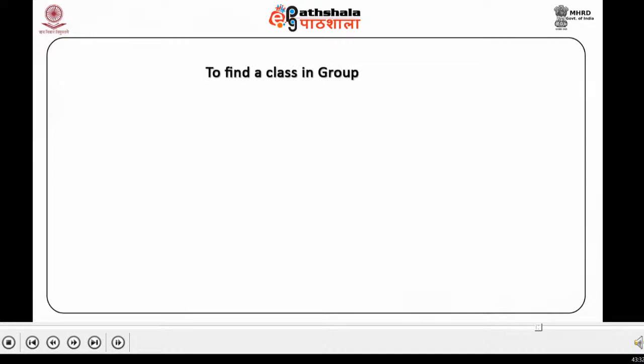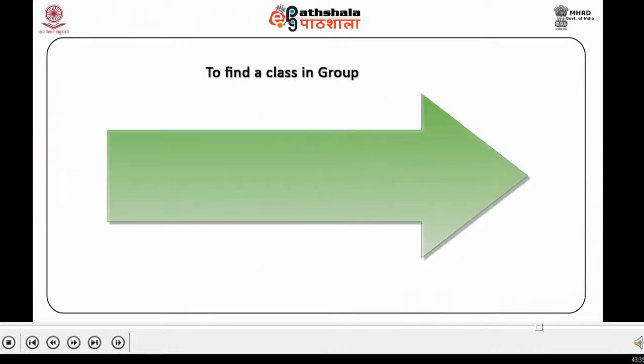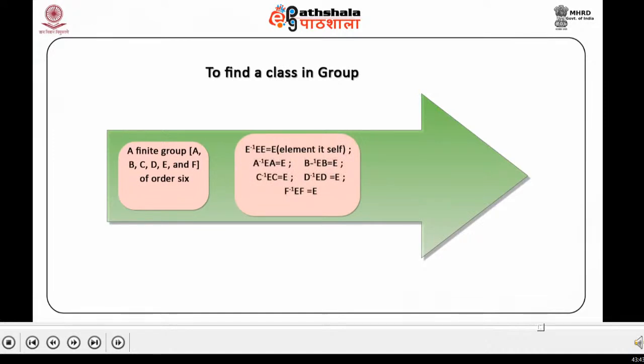To find a class in a group, we need to take a finite group A, B, C, D, E, and F of order 6 with E as the identity element in this group. In this group, we take the similarity transformation of each and every element by all the elements of the group, including the element itself, and these are E inverse EE is equal to E, that is, the element itself.